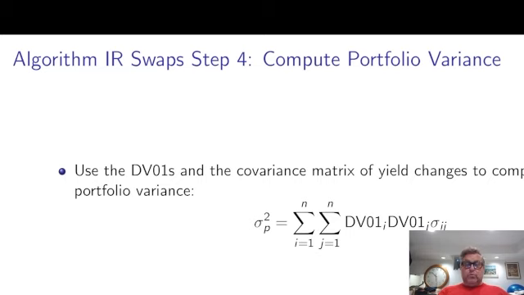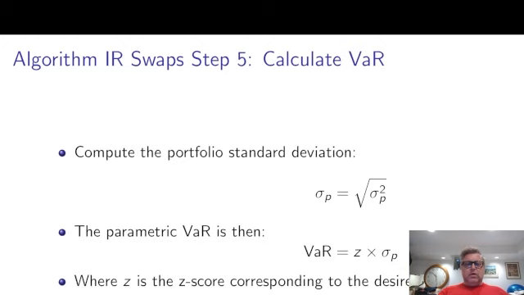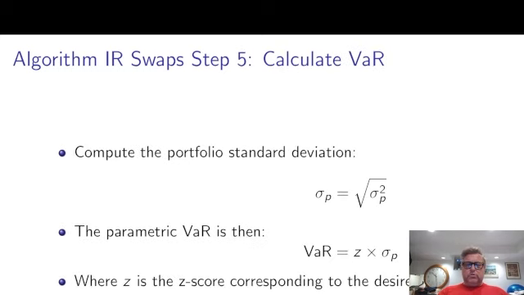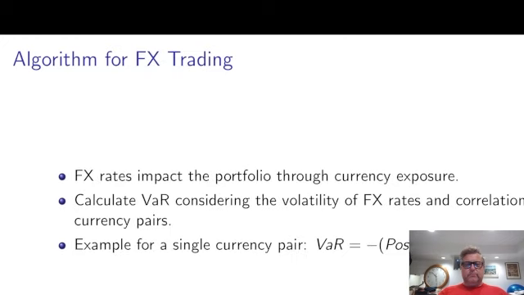Then we calculate the portfolio variance. Here we have all these different DV01s on the different curve points, and we have the covariance, and that gives us the overall sensitivity. Now, the standard deviation is the square root of this variance, and then the parametric VaR is given by z times sigma, and we ignored the mean here, so we just say the mean is 0, and the z-score is given by the specific confidence level.